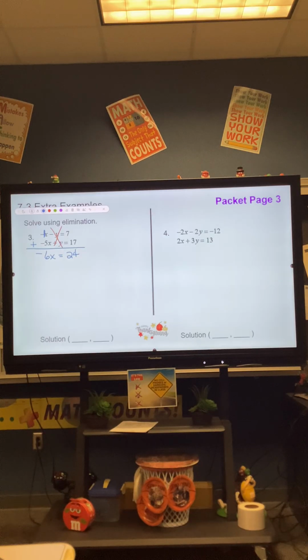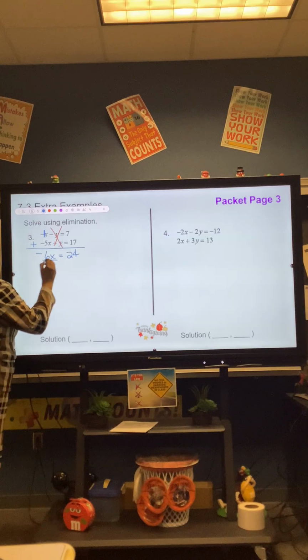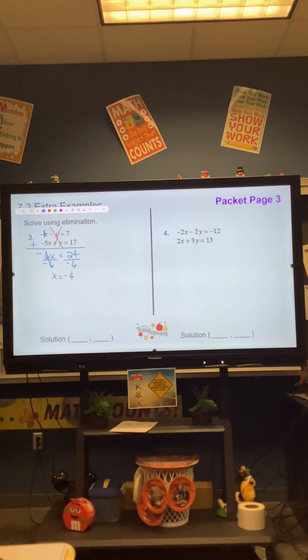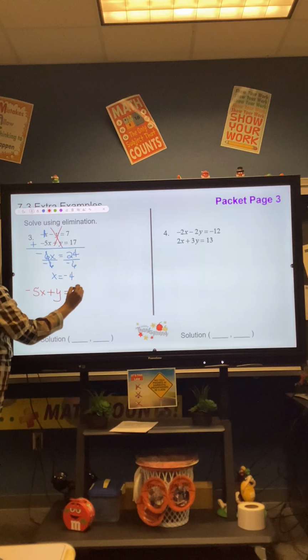X should be equal to a negative 4. You don't get the pleasure this time, Ms. Johnson, of picking one without a negative, because they both got one. But it doesn't matter which one you choose. So now we got negative 5x plus y is equal to 17.